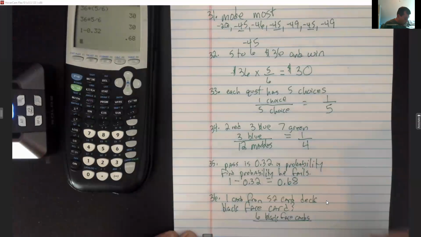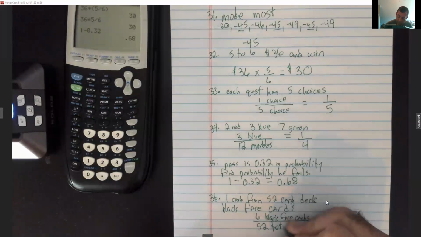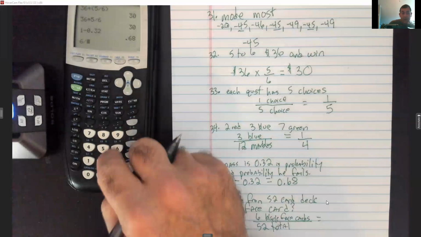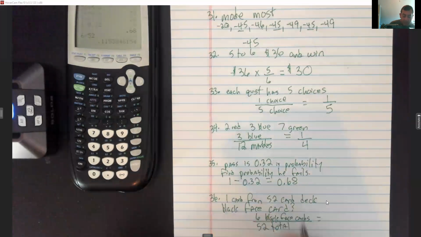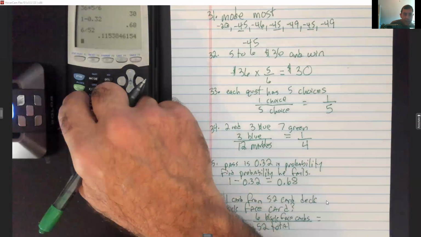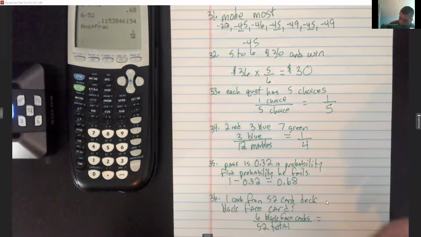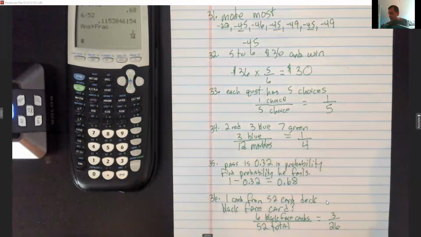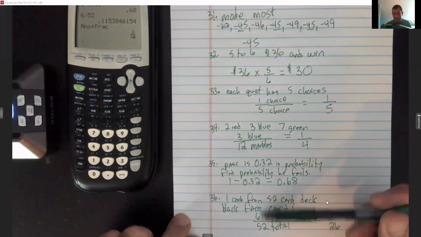Out of the total, which was 52 total cards. So let's see, 6 divided by 52. If you don't know how to reduce that, just punch 6 divided by 52 on the calculator. It'll give you a decimal, and then hit math and enter twice to turn that back into a fraction. And that reduced to 3/26. So basically all they did was divide both these numbers by 2 to reduce that down.